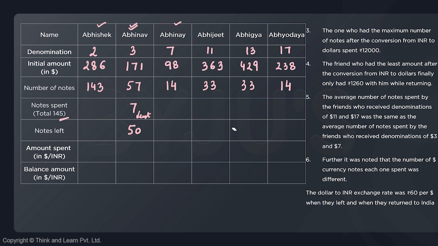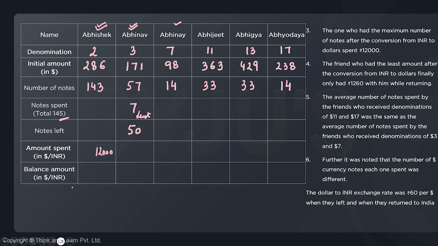Okay, let's move ahead now. The next point: the one who had the maximum number of notes after the conversion is Abhishek. He had 143 notes after conversion from INR to dollar, and spent 12,000 rupees. If this person has spent 12,000 rupees, how many dollars he has spent, that I do not know.